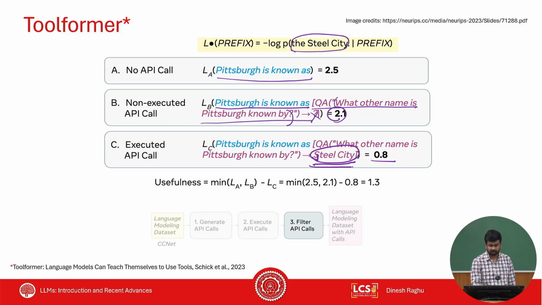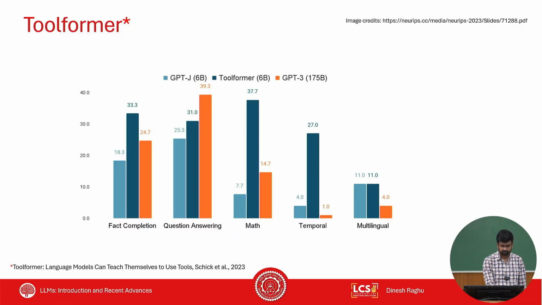And if it gives you a wrong answer, your negative log likelihood would shoot up even more than what it was before. So in that case, it is a bad example. So this is a simple strategy that they use to create a lot of training data, right? This is just an example for a QA system. You could do this for calculator, you could do the same for translator, you could do the same for wiki search, and every other tool that the Toolformer uses.